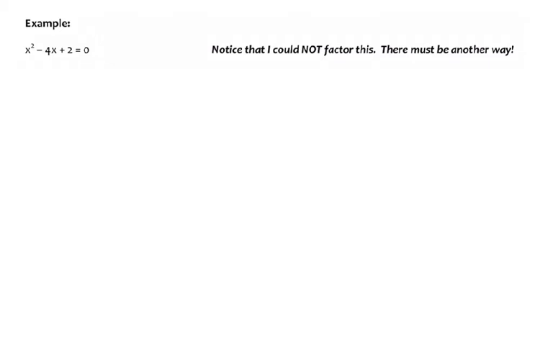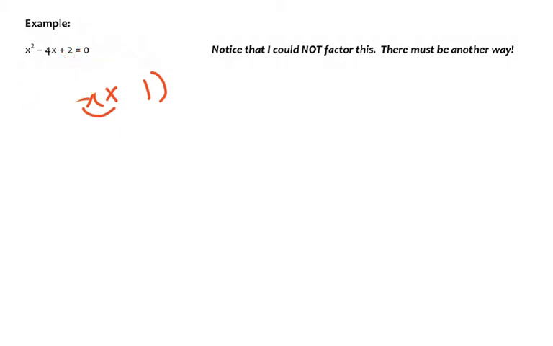Okay, we're going to look at this first example: x squared minus 4x plus 2. If we go to factor it, think about how you would try to factor it. I would try to do x there, and then for 2, the only thing I could do is 2 and 1, and there is no way in the world I'm going to be able to get those together to make a negative 4. Nothing I could do at all.